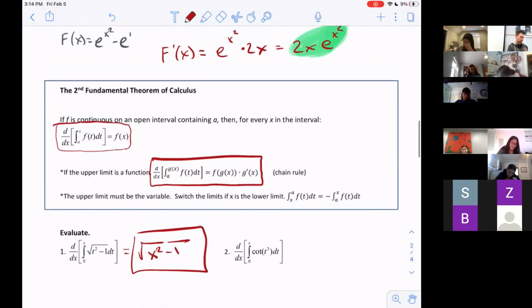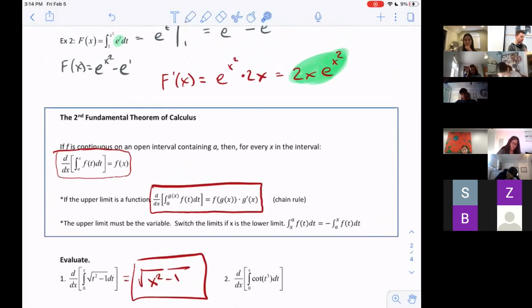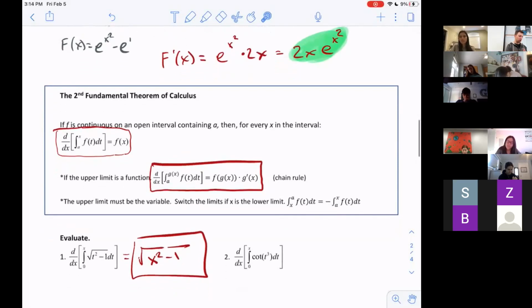A question I got was, does the f being capitalized mean anything? Not really. Often we use the capital F to represent the antiderivative. Because this is an integral function, a lot of times it's represented with a capital letter, because it's like going backwards to the original.